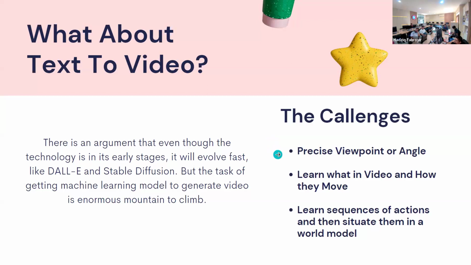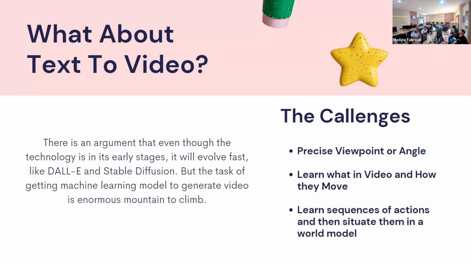The first one is the precise viewpoint or angle. So even though we know there is an AI model like Sora, we can still spot some weird viewpoints or angles in the video. And the second is learning the objects in the video and how they move. This is really obvious when we look at examples from the Sora AI model.